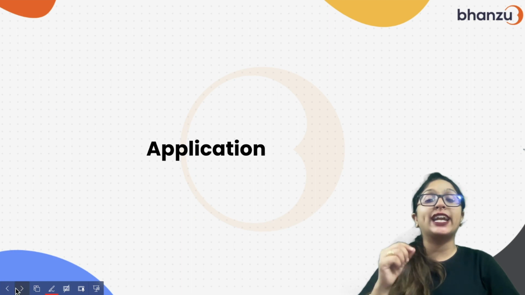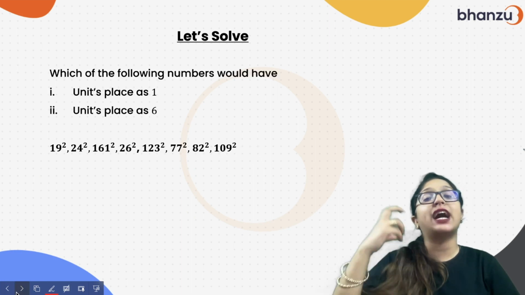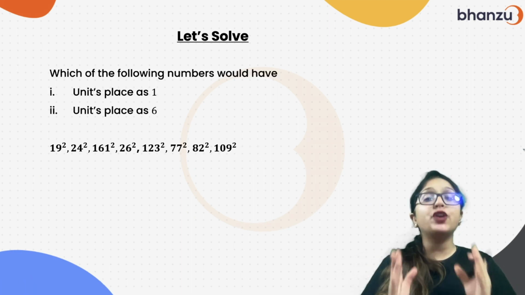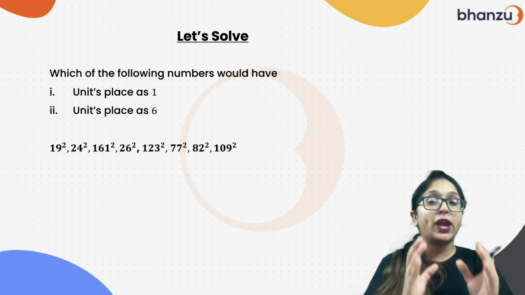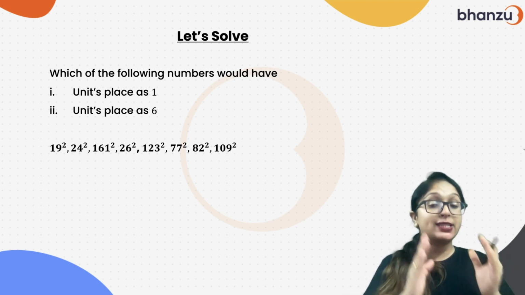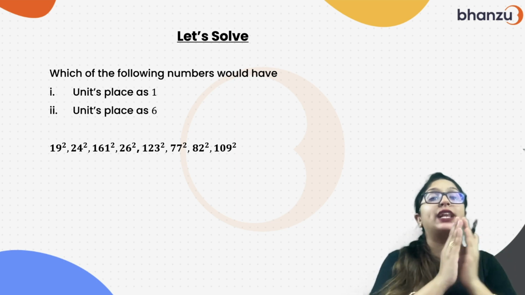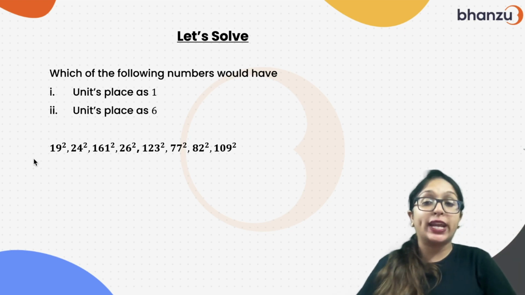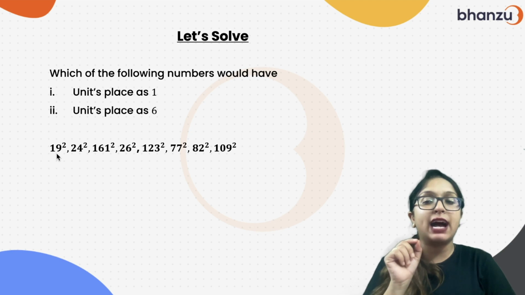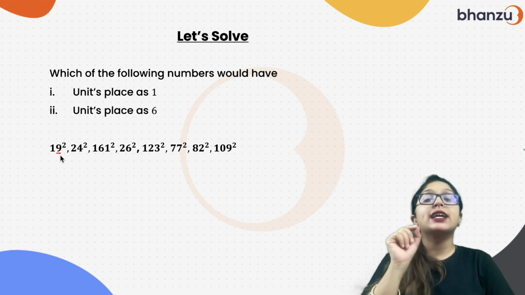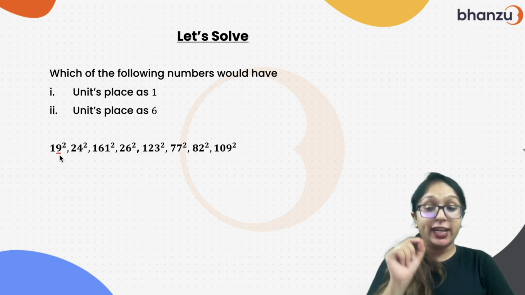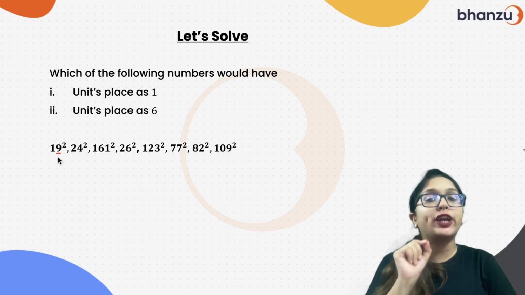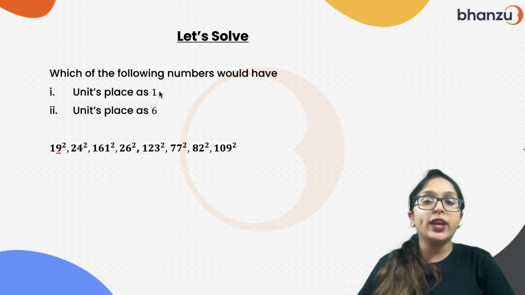Now we will go ahead and think about the question that we started initially. So here you need to tell me, if you find the square of these numbers, which of these numbers will end at 1 or will end at 6? Let's check it. You can also check with the last digit. Now you know that 9 square is 81, right? So this is definitely going to end at 1. So here the units place is going to be 1.